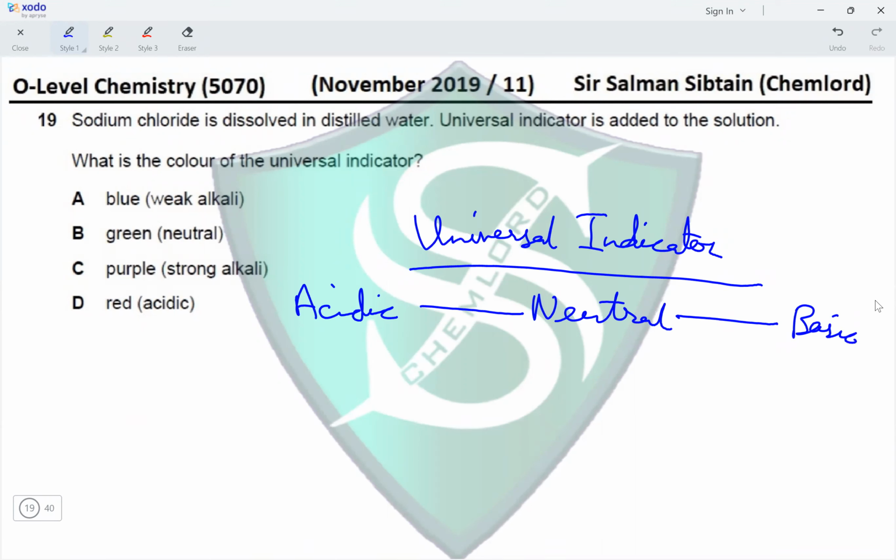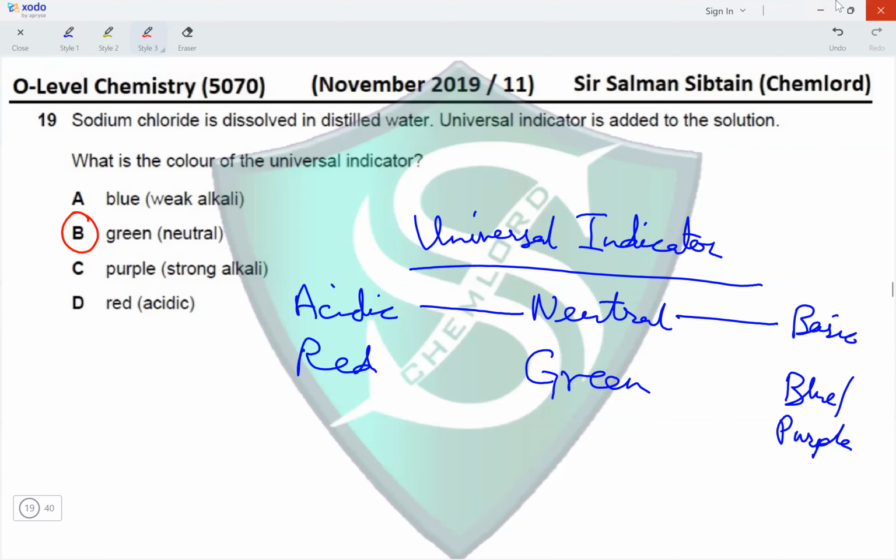Under neutral conditions, universal indicator appears green. Under extreme acidic conditions, it has a color of red, and in the basic condition, it has a color of blue or purple. It is between blue and purple. So this needs to be remembered. Now, what is the color of the universal indicator? Now we have sodium chloride dissolved in water. That makes it neutral. So neutral, we have the color green, making option B the correct option for this question.